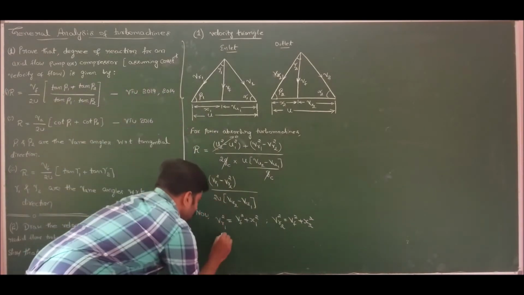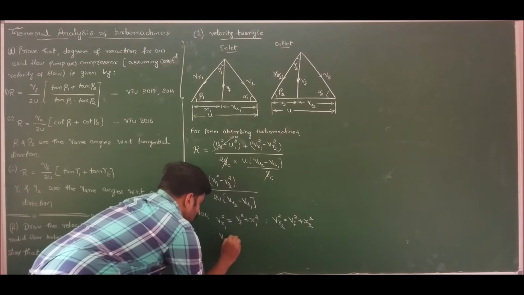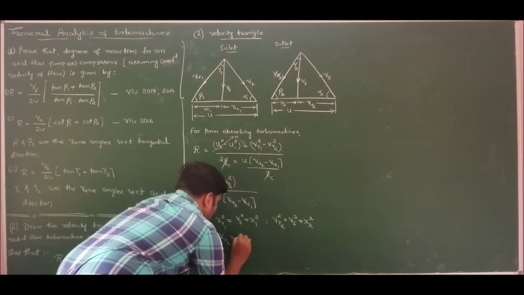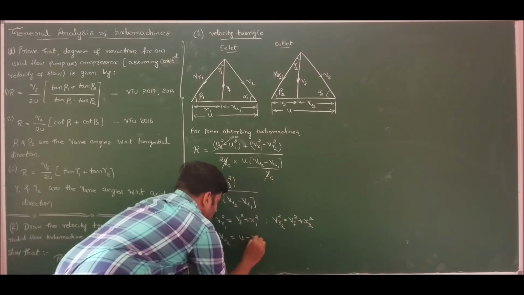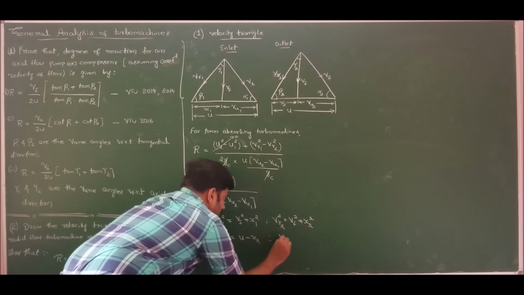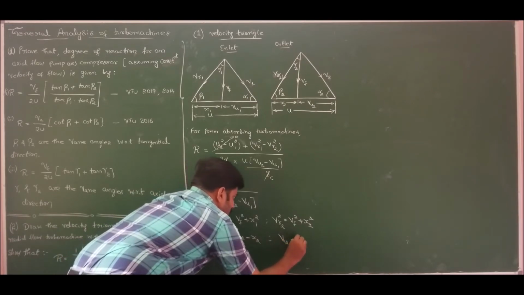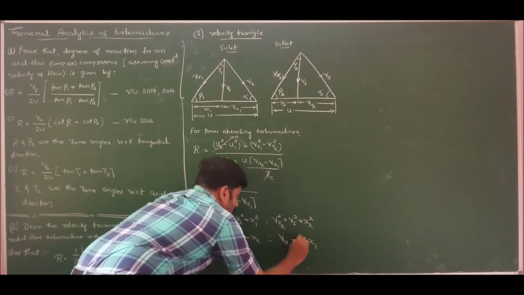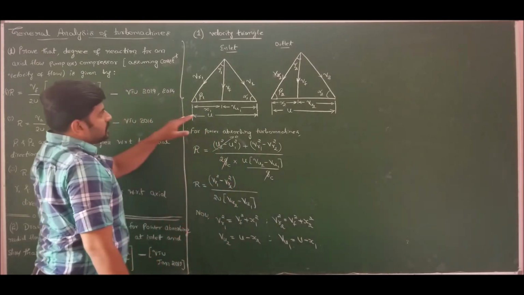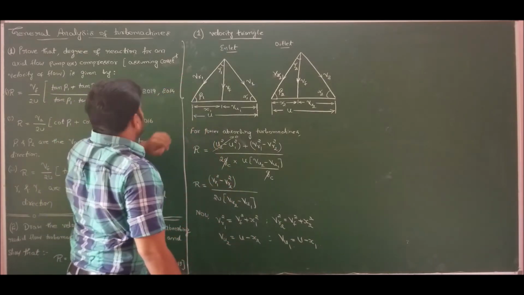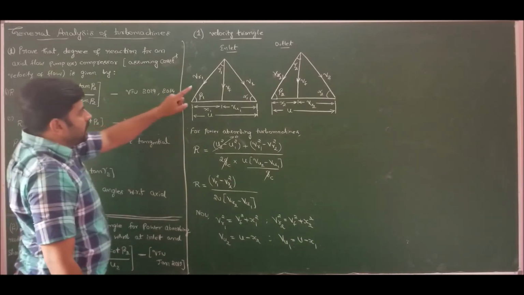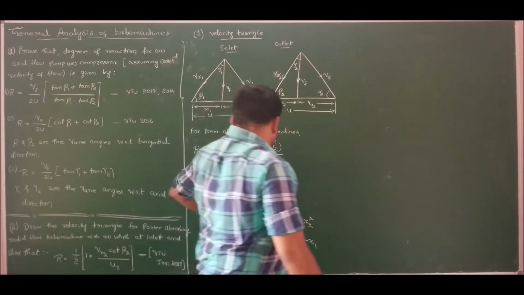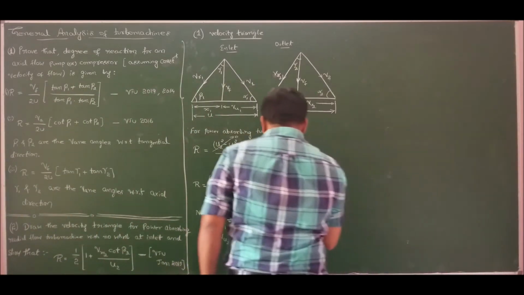Now coming to Vu2: from the velocity triangle I can write Vu2 as u minus x2 and Vu1 as u minus x1. Let me tell what the values of x1 and x2 are, using the blade angle and Vf, which I require later. So substitute these in equation number 1.